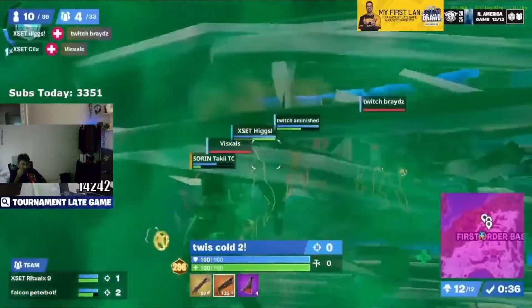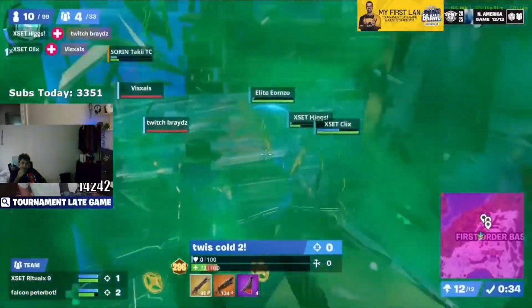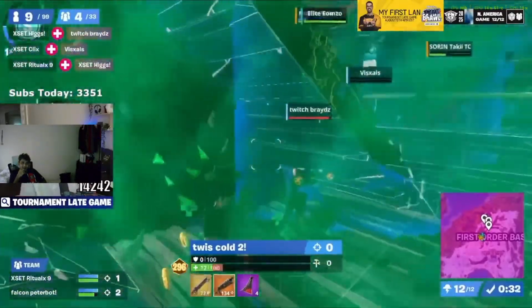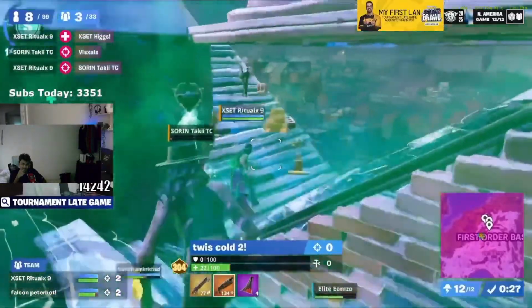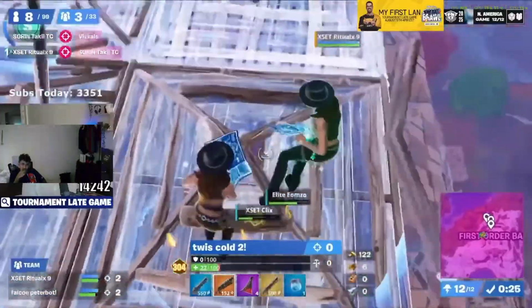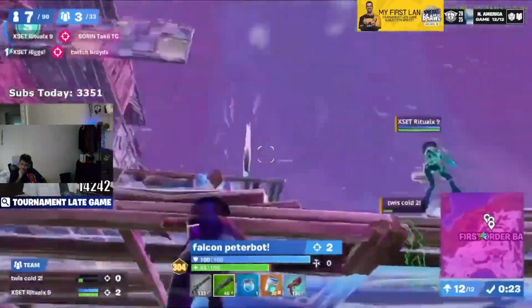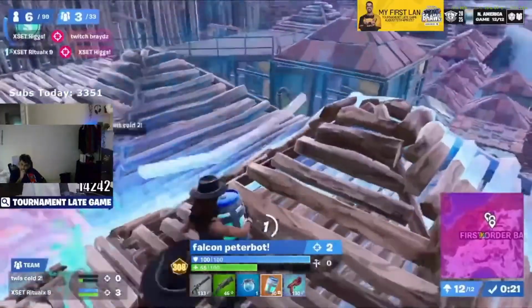Cold's got no builds. Cold's got no builds. He's in. It's an absolute cluster. What's going on? Everyone in the box. Does Cold somehow win this? Does Cold actually clutch this up in the moment? Cold somehow managed to come out of that. What? No one shoots Cold.